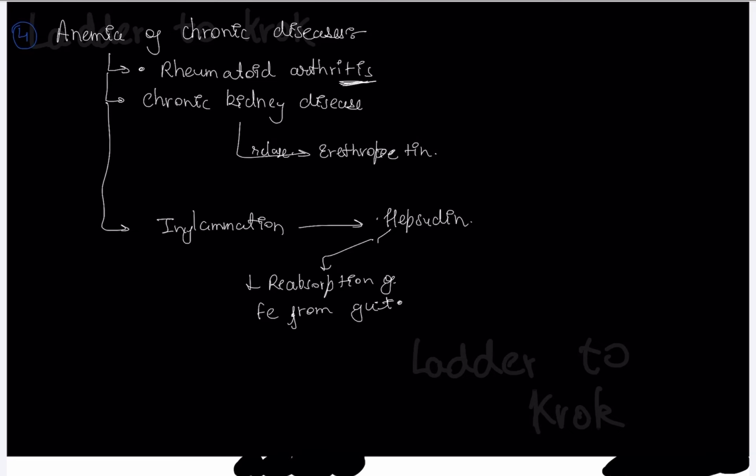So if someone asks you what will happen to ferritin, what will happen to iron, and what will happen to total iron binding capacity? Just think: reabsorption of iron in the gut decreases, so iron decreases. The total iron binding capacity is important, a little different. In this, actually, the total iron binding capacity also decreases.